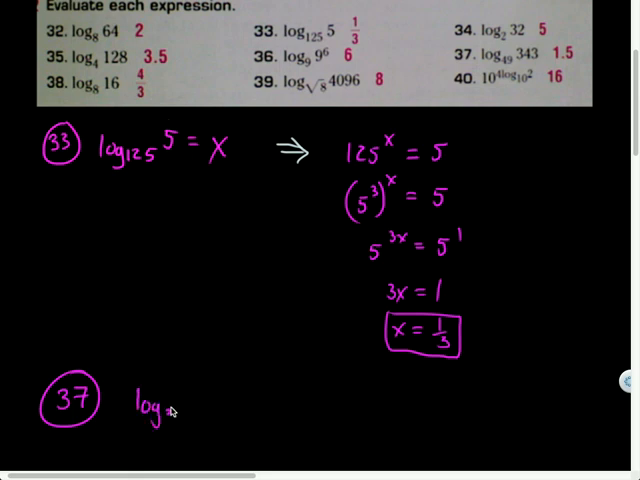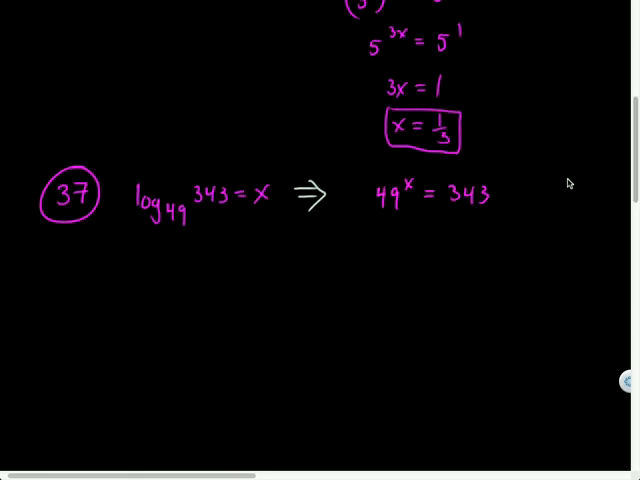Log base 49 of 343 equals some unknown value. I'm adding that myself. So let's translate this into exponential form. So this means, well, let's do the verbal piece first. 49 to what power is 343? All right, so that's not completely obvious. So 49 to the x is equal to 343. Now both of these are actually powers of 7. 49 is 7 squared. And 343, I believe, is 7 cubed.